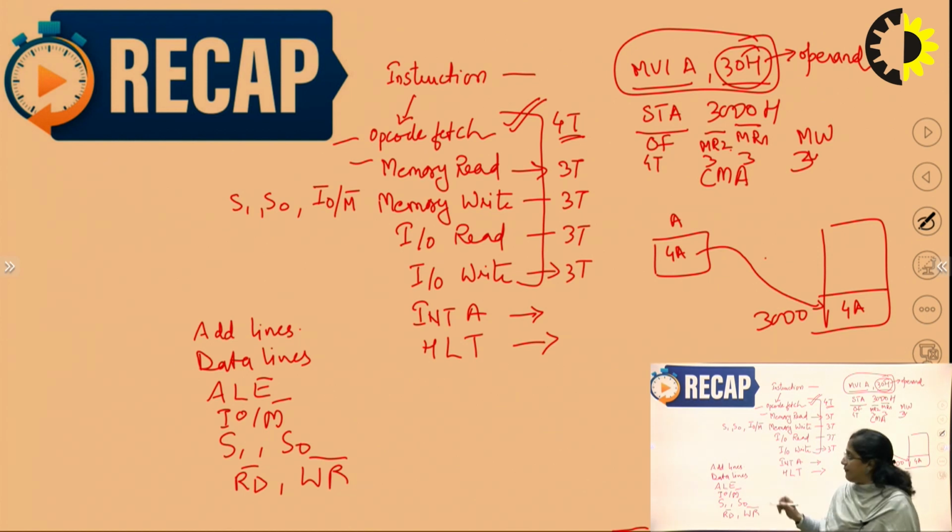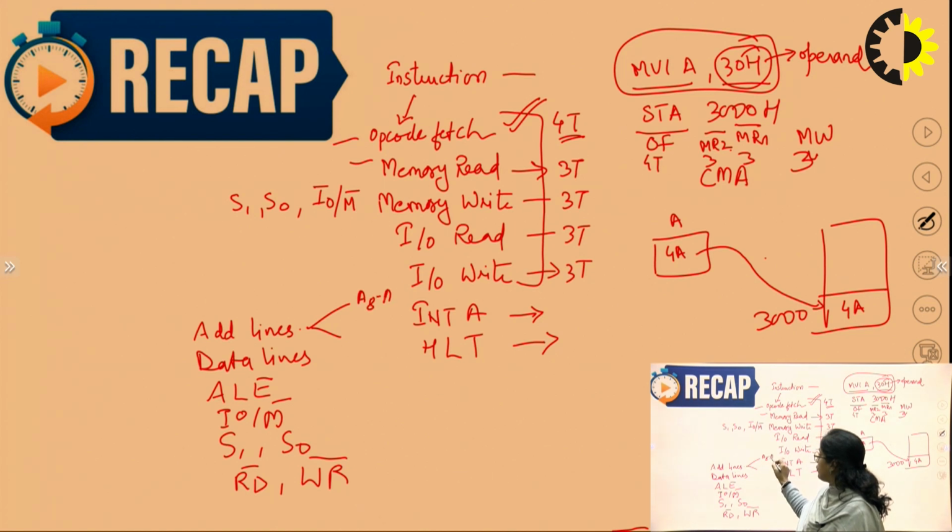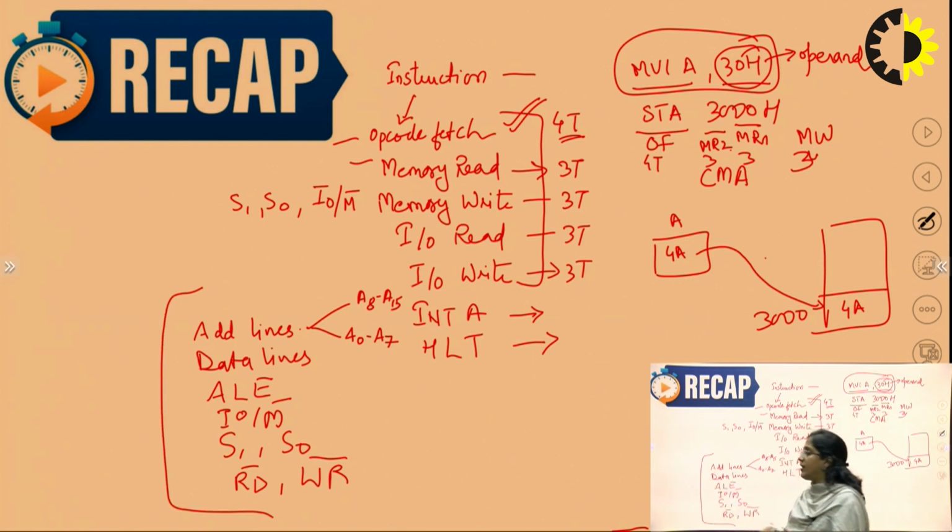So in the pictorial representation of the timing diagram for any instruction, we have to mention all these signals. Address lines are again classified into two parts: higher order address lines A8 to A15, and lower order address lines A0 to A7 after latch. So we have to mention the data for these lines also. In a timing diagram for any instruction, these are the important signals that we have to consider.